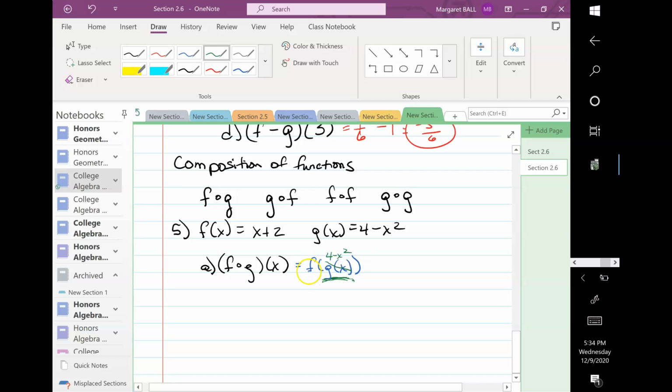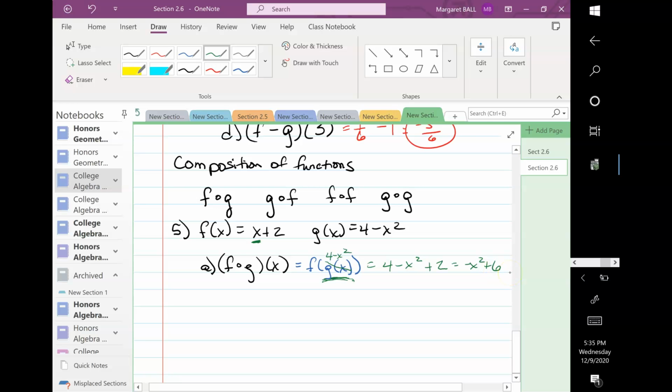Now you're going to find f of 4 minus x squared. So you're going to take that 4 minus x squared and plug it into the f function wherever you see x. So it's 4 minus x squared plus 2. And that gives you negative x squared plus 6.